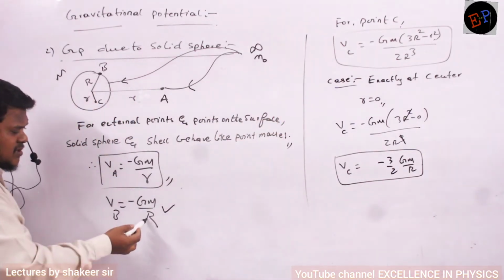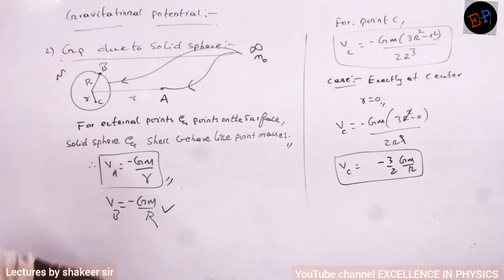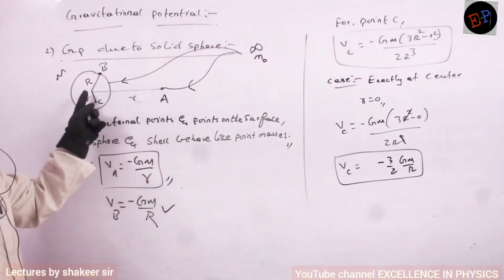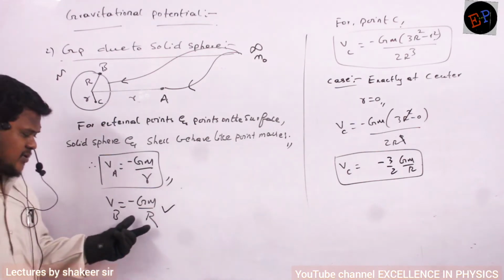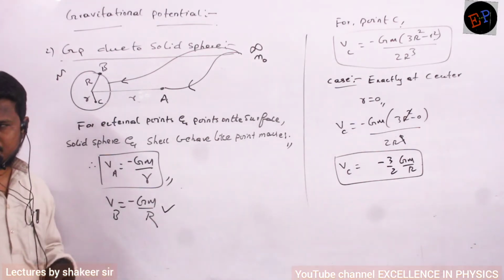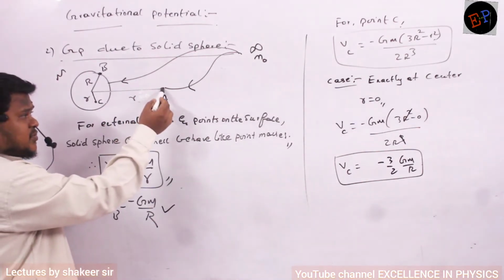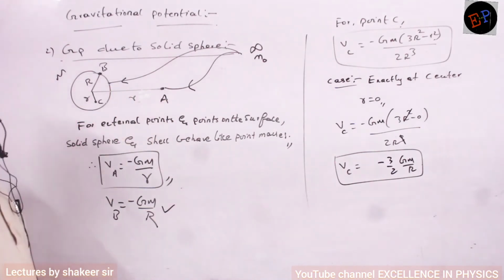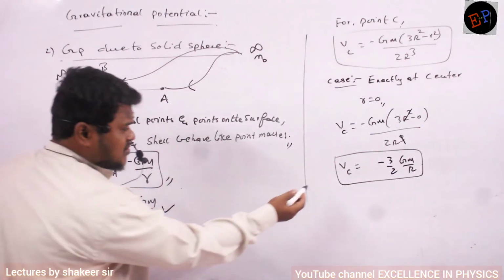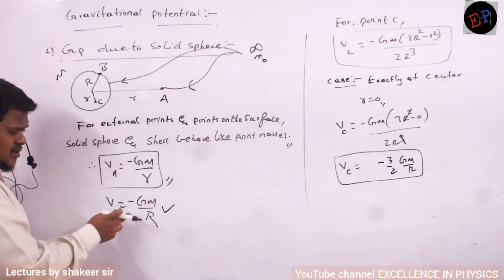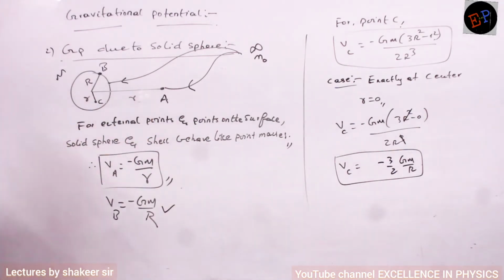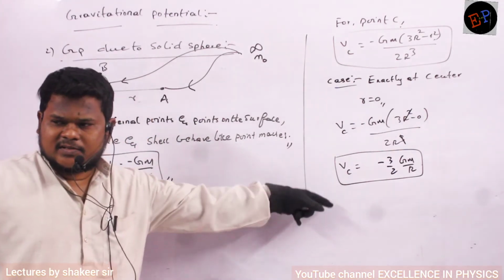And definitely capital R is smaller than small r. In this condition, small r is bigger and capital R is smaller. So if your denominator decreases, the total value increases. So compared to this position, here the work done will be greater. Similarly at the center, out of these three, which is the biggest potential? Definitely this one, because minus 3 by 2 is there.